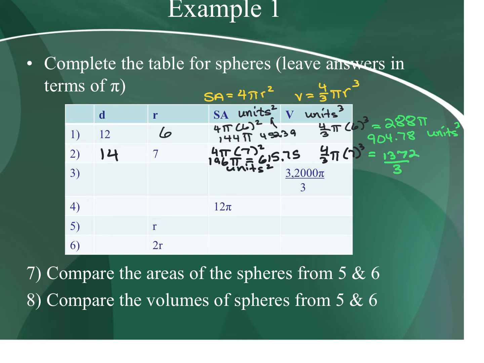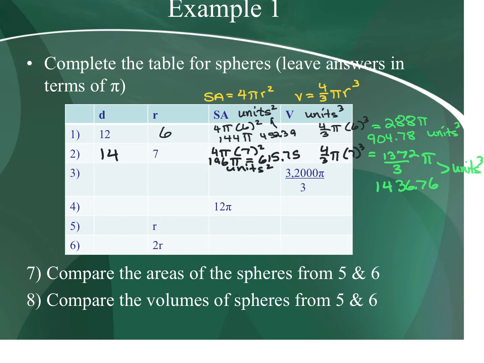1,372 over 3 pi units cubed. But again, on the quiz, I will expect you to turn it into a decimal. So 1,372 divided by 3 and then times pi gives me 1,436.76. And these again are both units cubed.